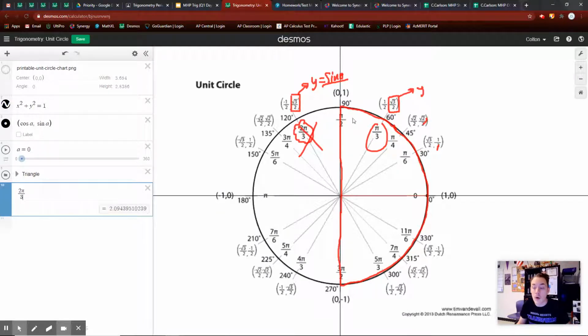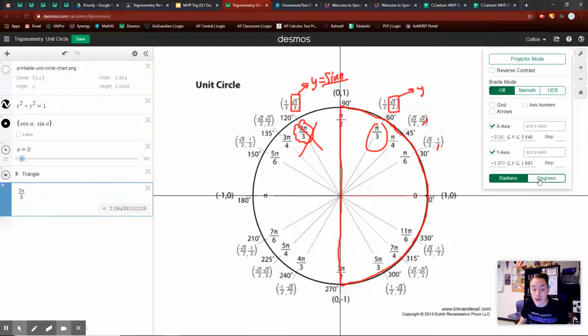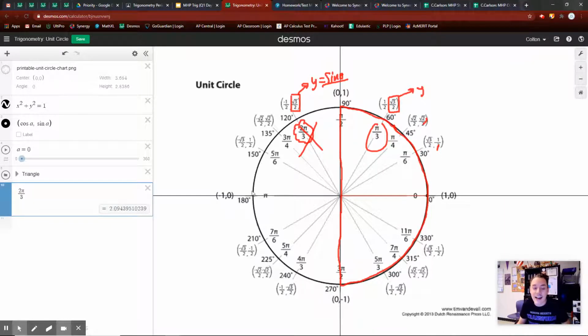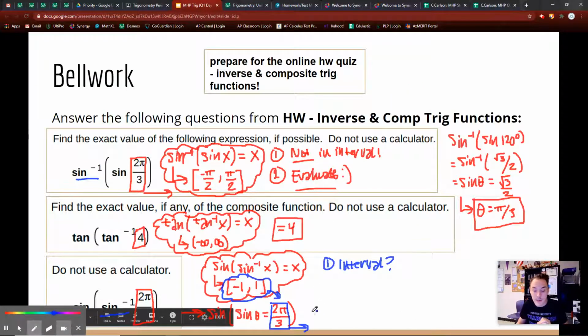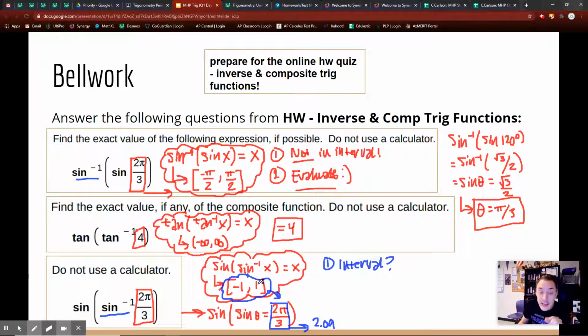Now, I still need to make sure I am in radians, because if I do it in degrees, actually, I guess it doesn't matter. Yeah, because it's not an angle measure, right? So it doesn't matter if you're in radians or degrees. My apologies. But we plug in 2 pi all over 3. What is that number? 2.09. So I'm going to go back here. This is literally 2.09. So is 2.09 within -1 to 1? No, it's not.